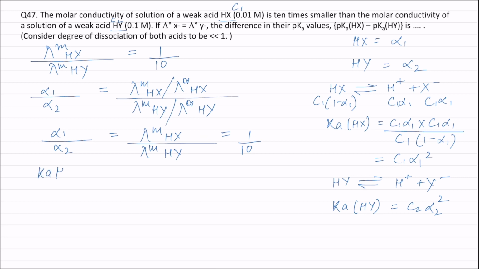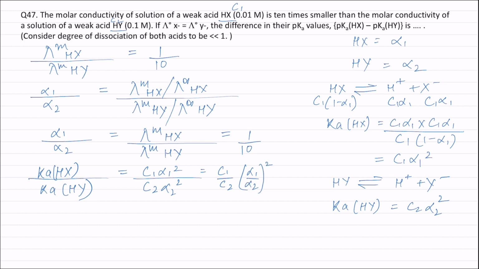Now Ka of HX divided by Ka of HY will be equal to C1 alpha 1 square divided by C2 alpha 2 square, or this is also equal to C1 by C2 into alpha 1 by alpha 2 whole square. Now putting the values of C1, C2 and alpha 1 by alpha 2, C1 by C2 into alpha 1 by alpha 2 whole square will be equal to 0.01 divided by 0.1 into 1 by 10 whole square, and this is equal to 1 by 1000.